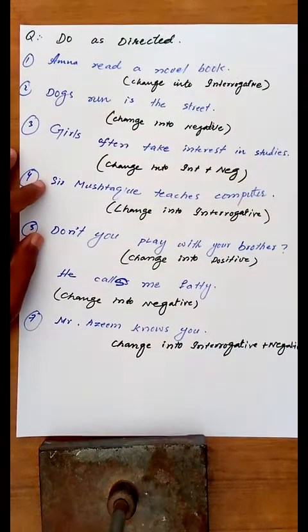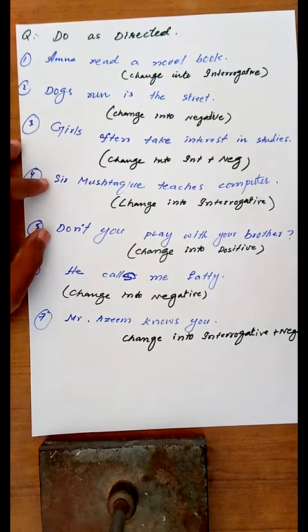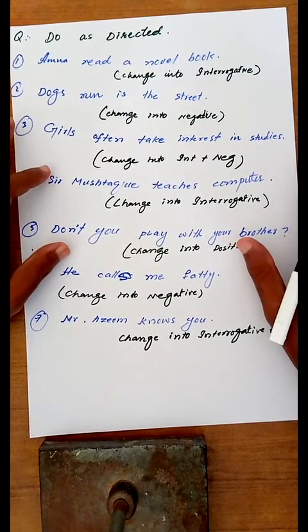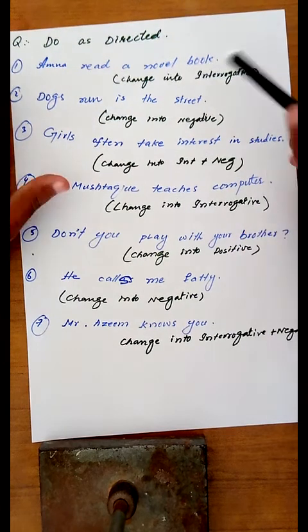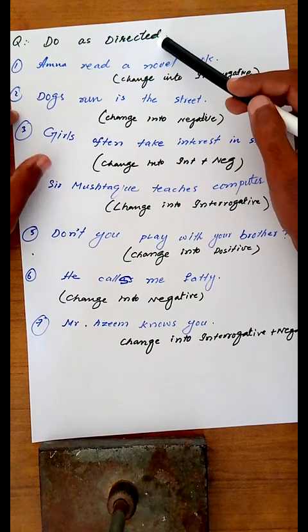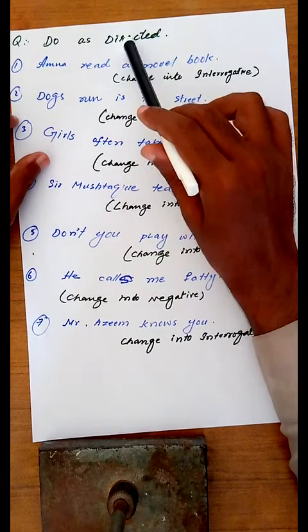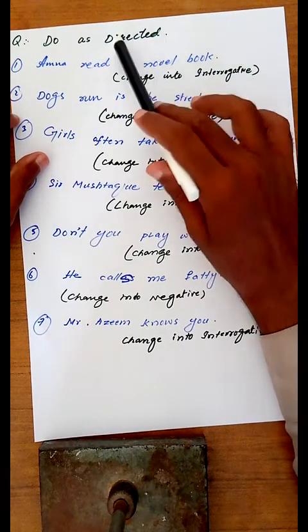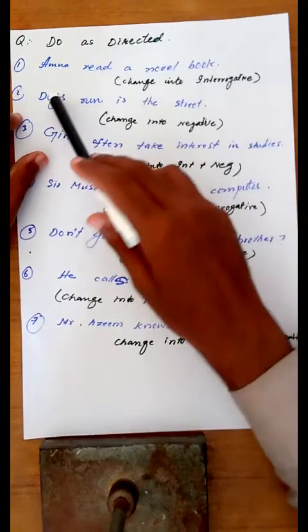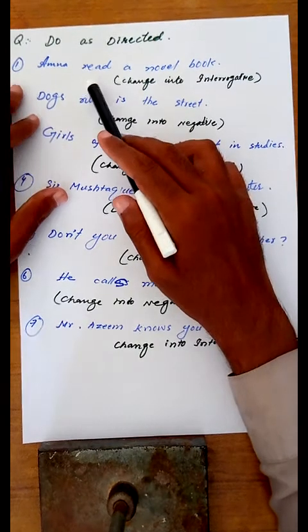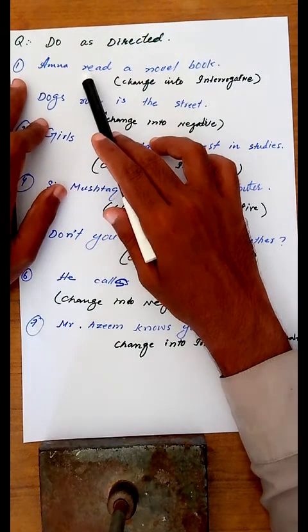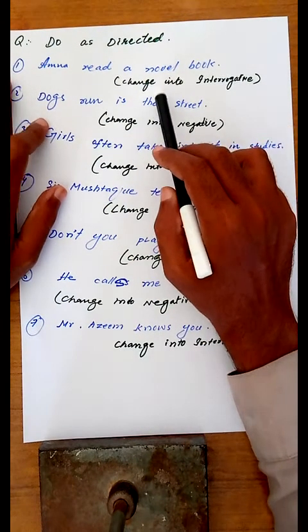Dear students, last but not least, homework number 3 for you is the formation of sentences, which is called "do as directed." As you are watching on your screen, the heading that I am pointing out here: do as directed. Homework number 3, do as directed.